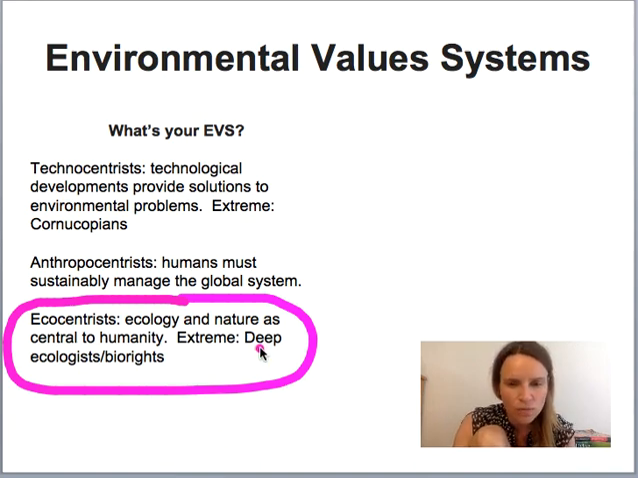And deep ecologists are the people that believe that we really shouldn't do anything at all to interfere with natural systems. We should try our best to just live in harmony with the planet as it is if we weren't even here.